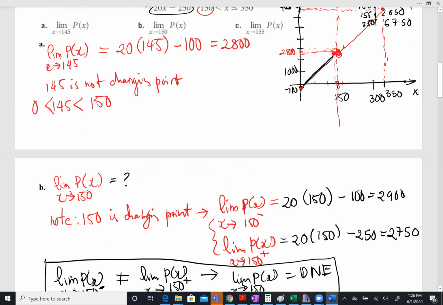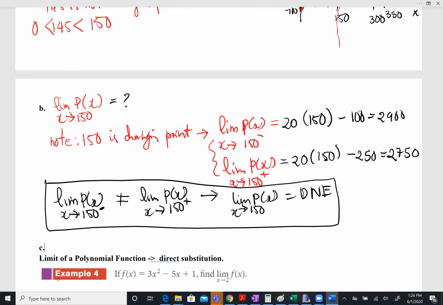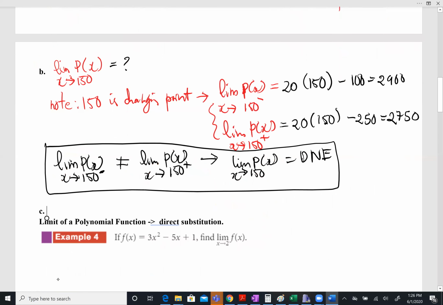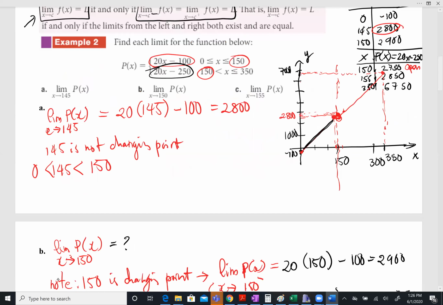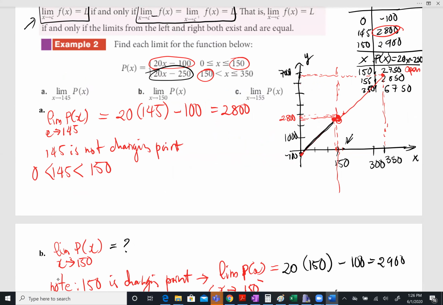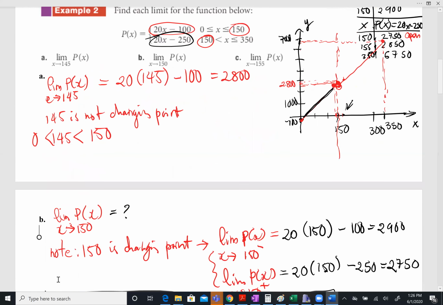For problem C, they want you to do the limit of p(x) when x goes to 155. Remember that 155 is not a changing point, right? So look at the graph. 155 is somewhere over here. It's not at the 150, so it's not in the changing point.